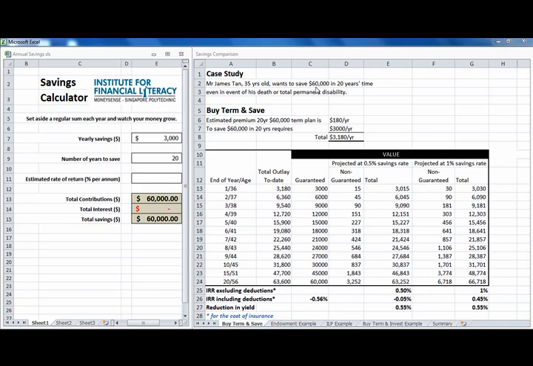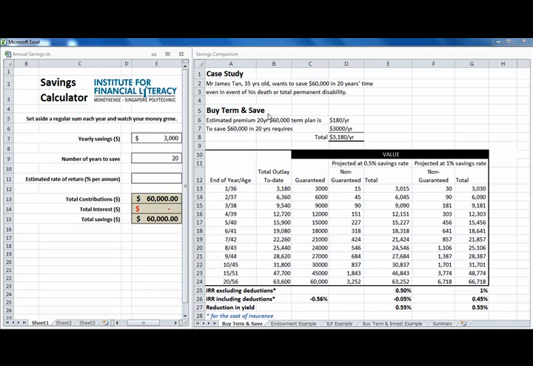This is a case study which compares and contrasts bundled and unbundled savings plans. Mr. James Tan, aged 35, has a goal of accumulating $60,000 in 20 years' time. He needs to meet this goal even in the event of his own death or total permanent disability.